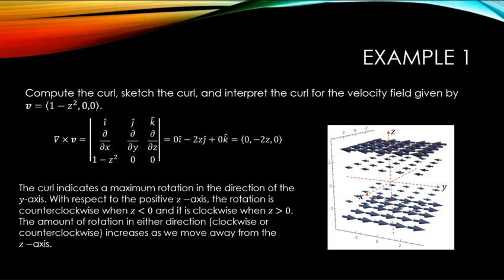With respect to the positive z-axis, the rotation is counterclockwise when z is less than 0, and it is clockwise when z is greater than 0. The amount of rotation in either direction, clockwise or counterclockwise, increases as I move away from my z-axis. So that's my interpretation of my curl.